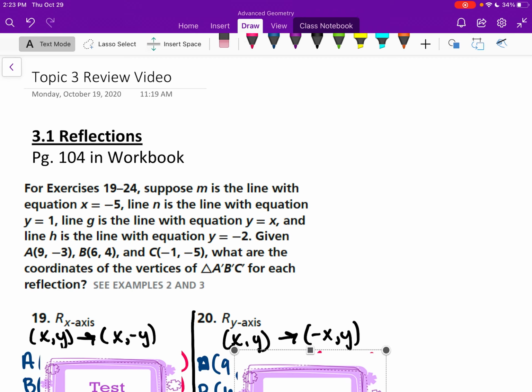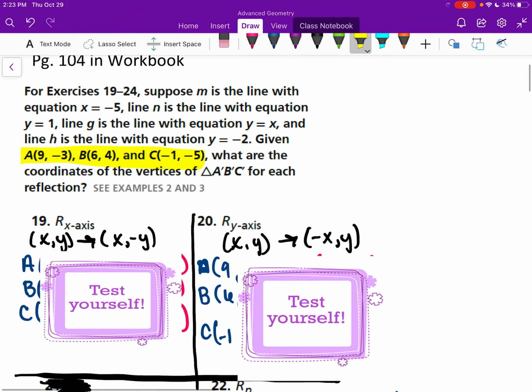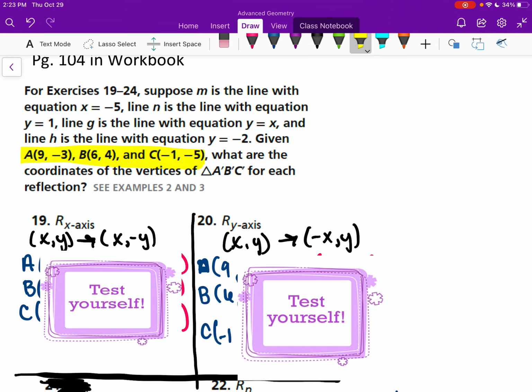And the entire time, we're going to be using the same vertices of A, B, and C, just reflecting over different lines. So 19 and 20 were all about reflecting over the x or the y axis, which we had very specific rules for that I have here. When we reflect over the x-axis, the y becomes negative, and when we reflect over the y-axis, the x becomes negative. So take a second, pause, and test yourself with those vertices using those two rules.